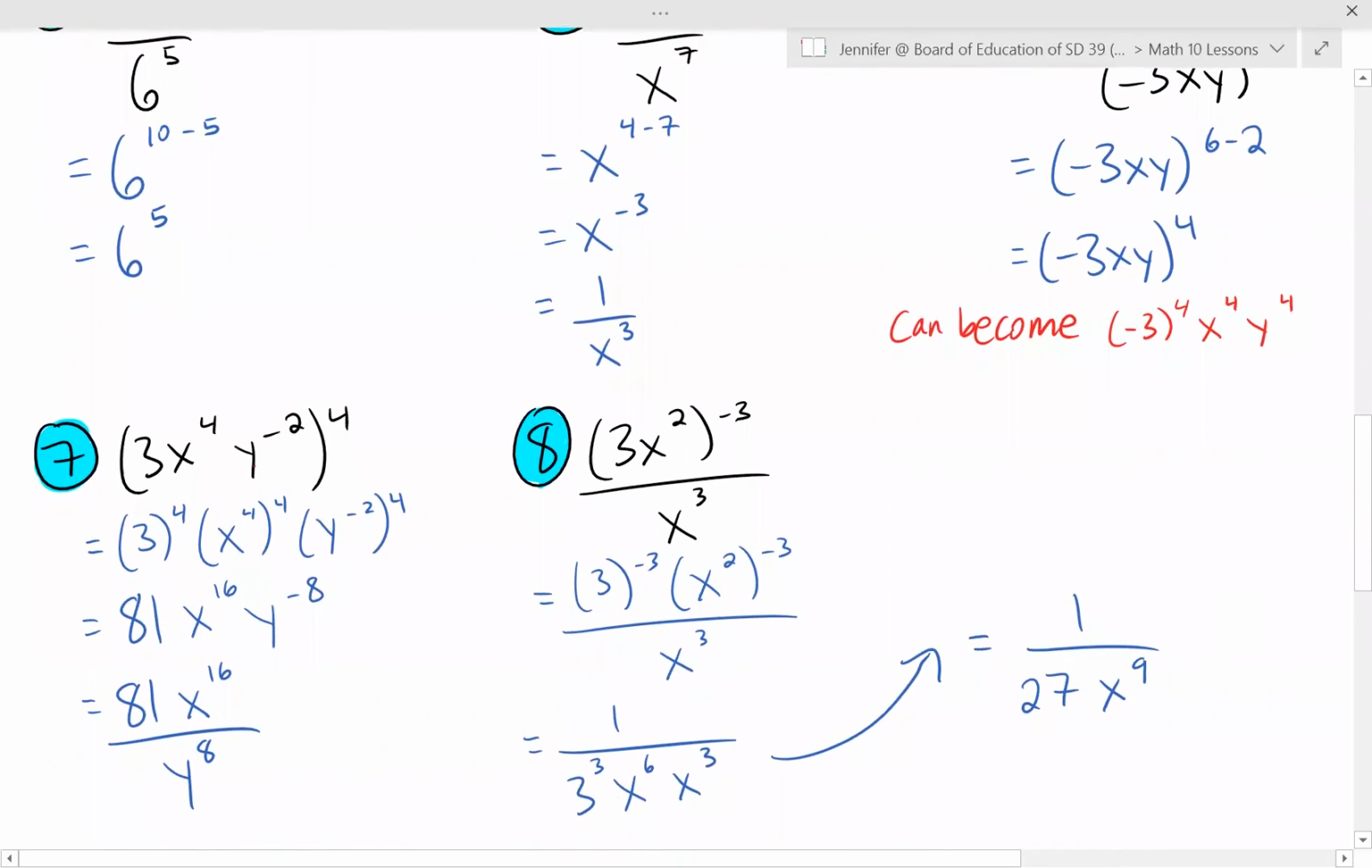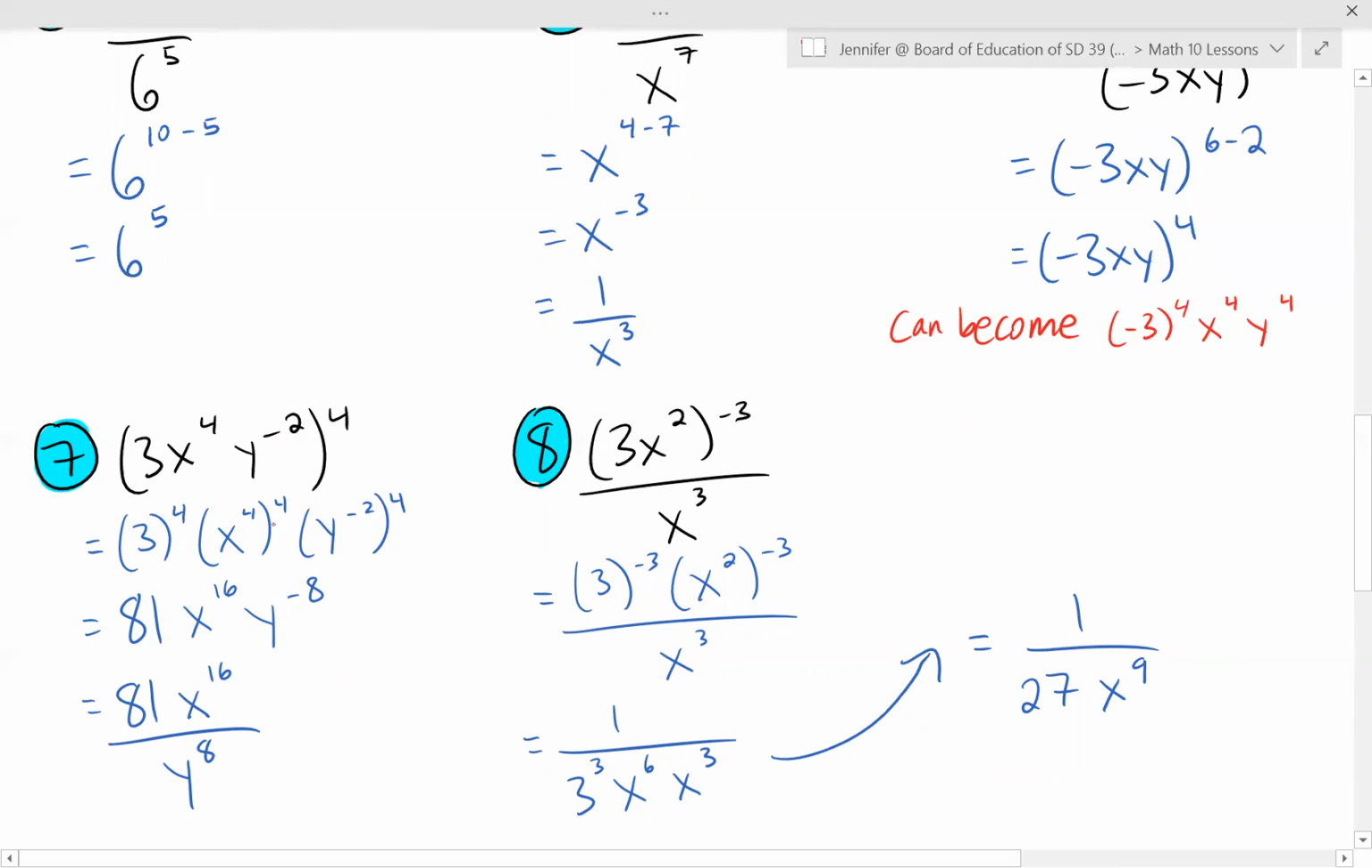In this example 7 here, we've got our power to a power rule. So whatever's on the outside is being applied to every single thing in the brackets. So it's 3 to the power of 4, and we've got x to the 4, which is also to the power of 4, and same thing with our last term here. From here, we can simplify by just calculating what's 3 to the power of 4. You can either write it out, or you can just use your calculator to get the answer there of 81.